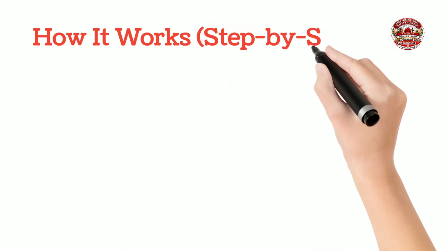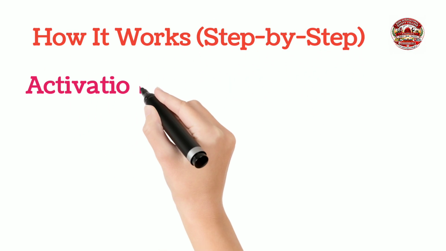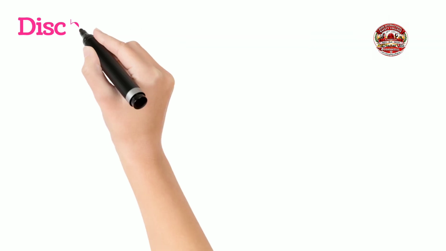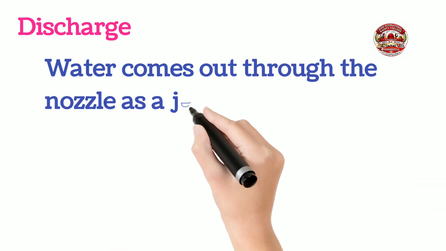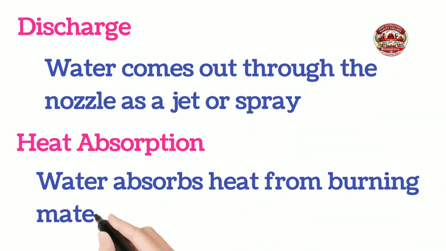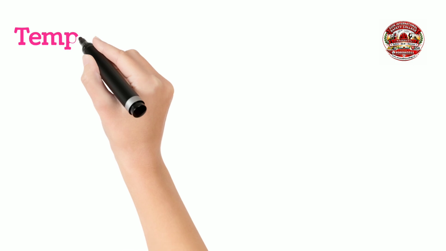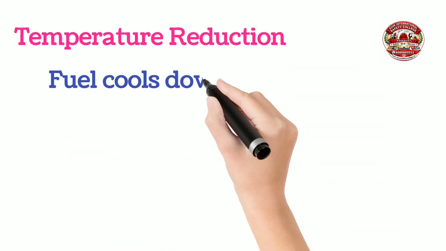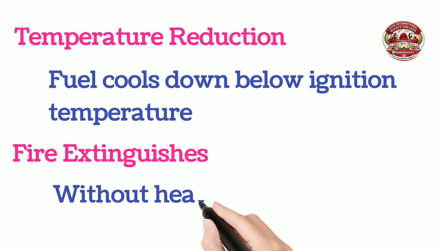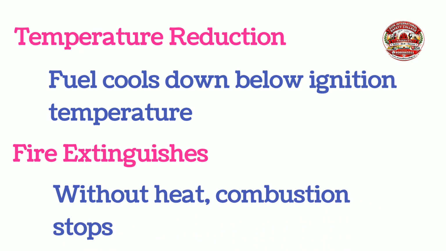How it works, step by step. Activation. When you press the handle, pressure is released. Discharge. Water comes out through the nozzle as a jet or spray. Heat absorption. Water absorbs heat from burning material. Temperature reduction. Fuel cools down below ignition temperature. Fire extinguishes. Without heat, combustion stops.